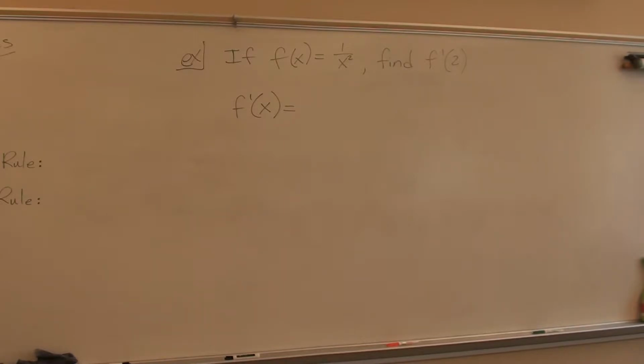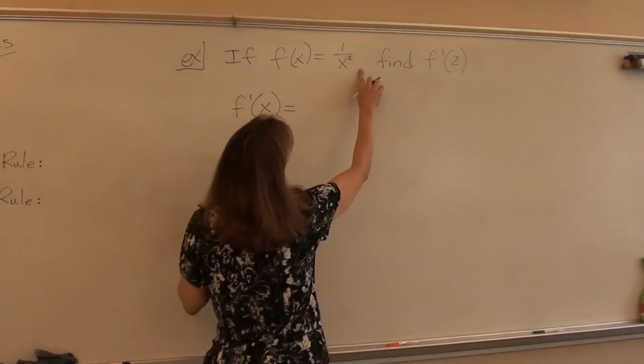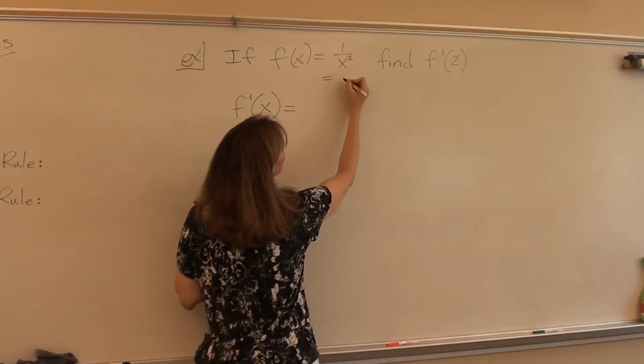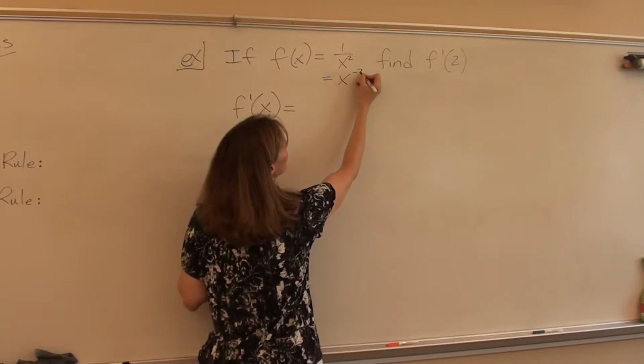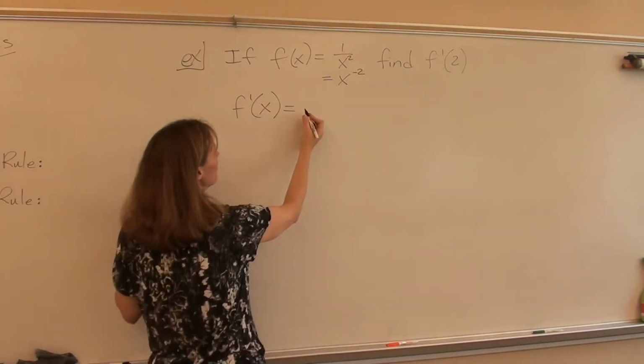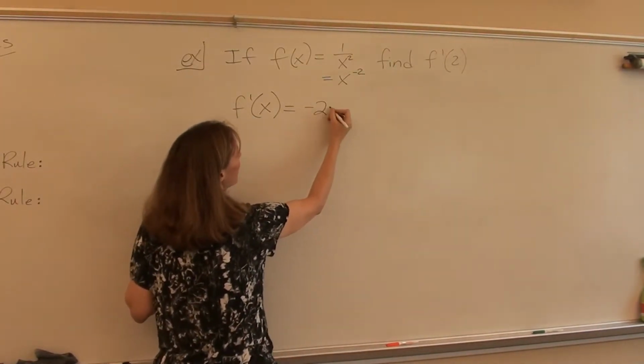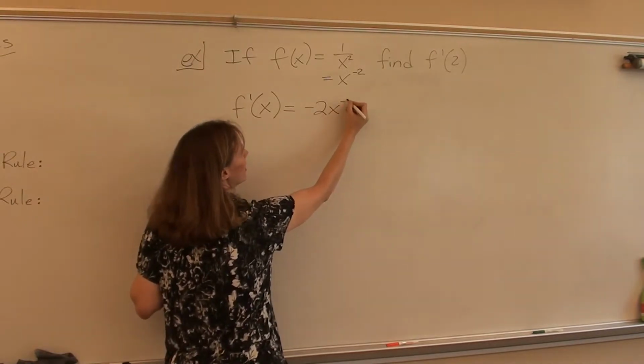Very good. Good use of groups. All right. So if I were to rewrite this function, how would I rewrite this? X to the negative second. So my derivative is going to be negative 2 x to the negative third.